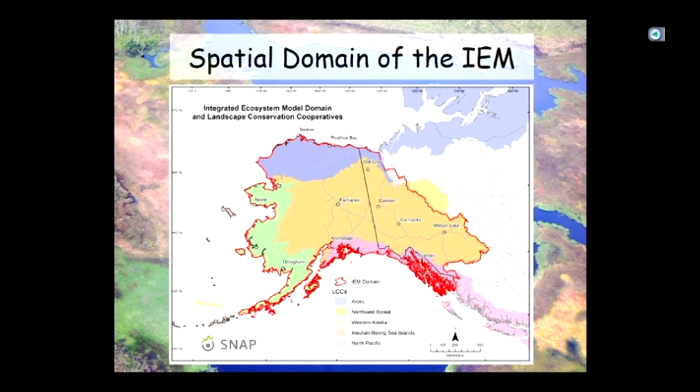This has always been the spatial domain of the IEM. It encompasses most of Alaska, and into the Yukon and British Columbia. It also encompasses all 5 of the LCCs that have a piece of Alaska. So it's quite large.